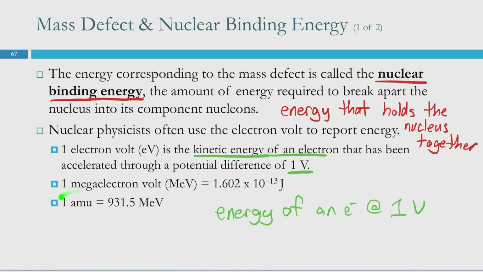We can also relate an AMU to mega electron volts. This is probably more helpful for thinking about our nuclear binding energies. These are both conversion factors that I would give you on an exam. So this is helpful for relating the amount of energy to a mass.